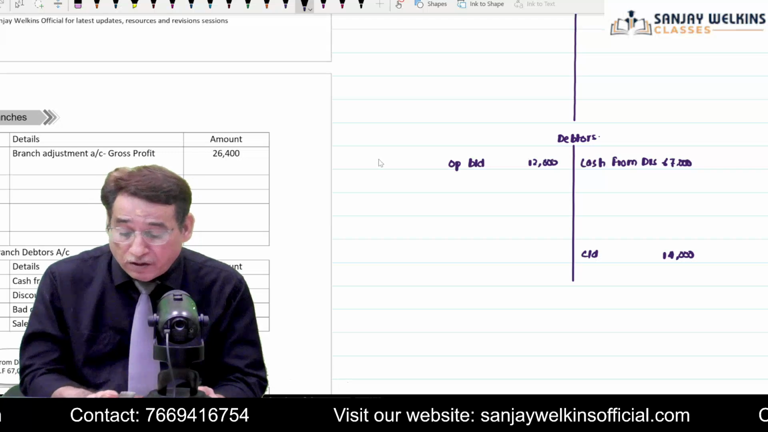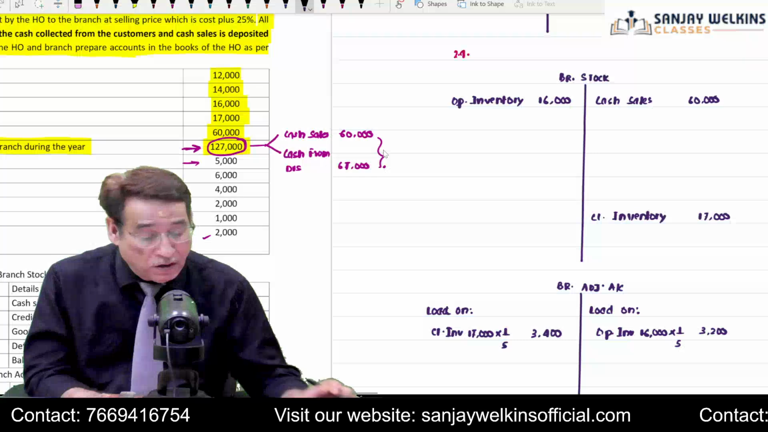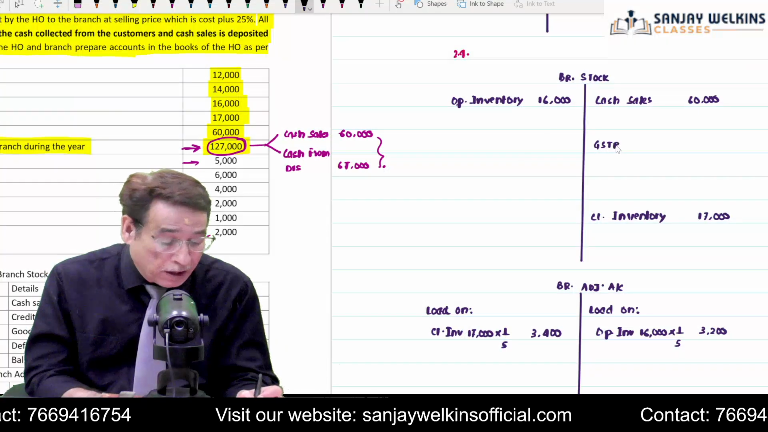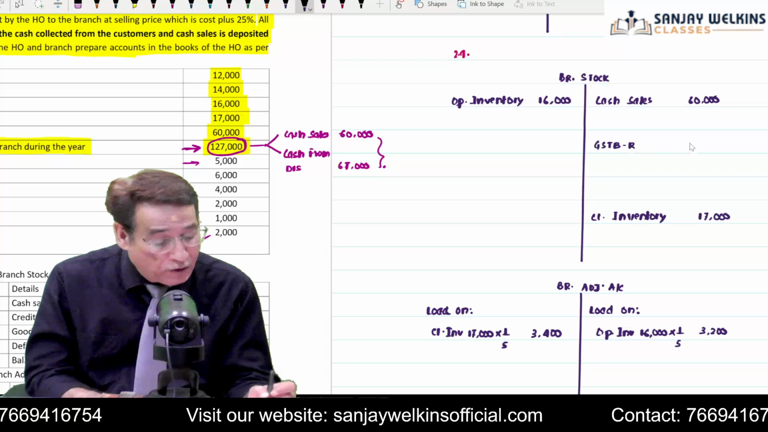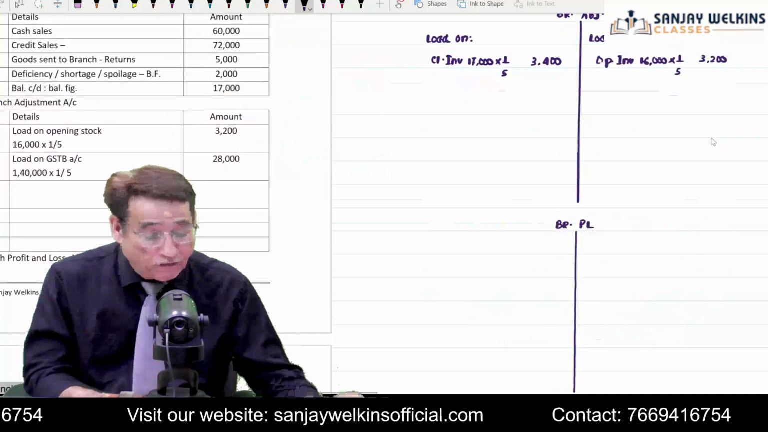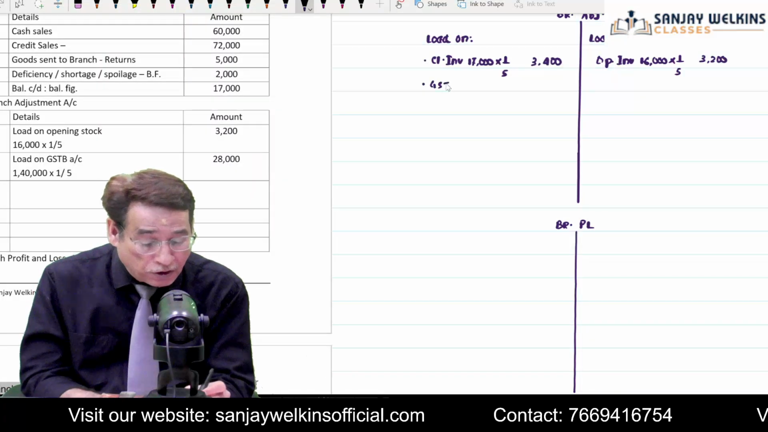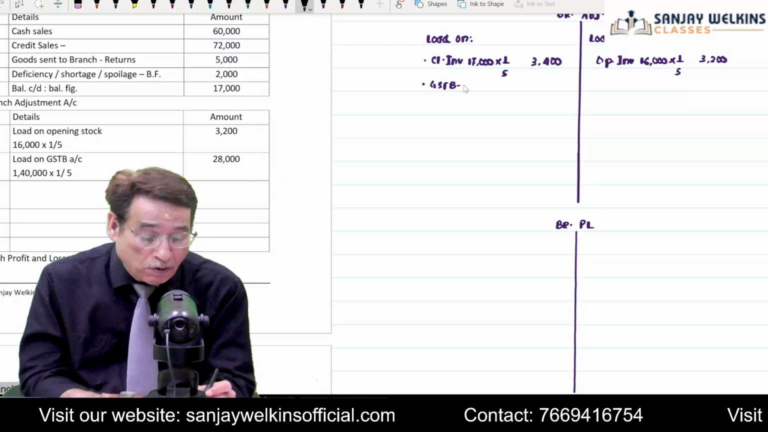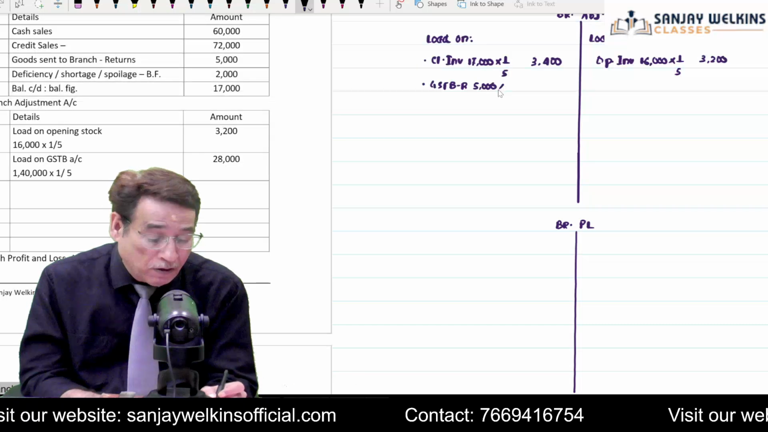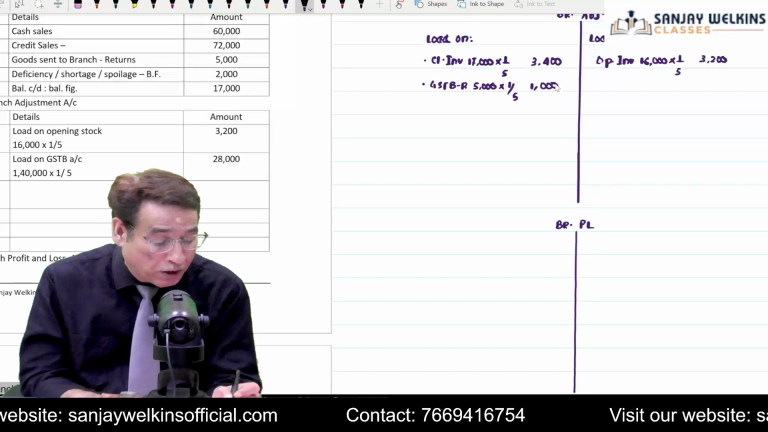Now the next one is return of goods to head office. So goods sent to branch returns. We will write here goods sent to branch, and here returns. 5,000 worth of goods have been returned by the branch to the head office. We will write the loading also. Loading on goods sent to branch returns. 5,000 worth of goods have been returned. 5,000 into 1 by 5, 1,000 will be the loading.